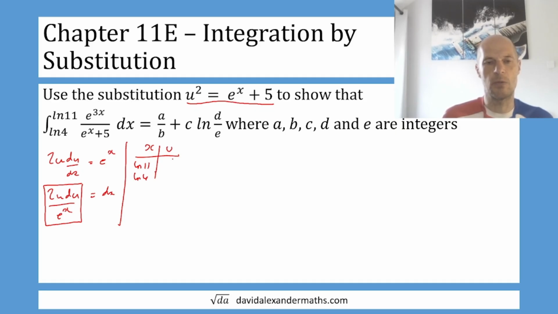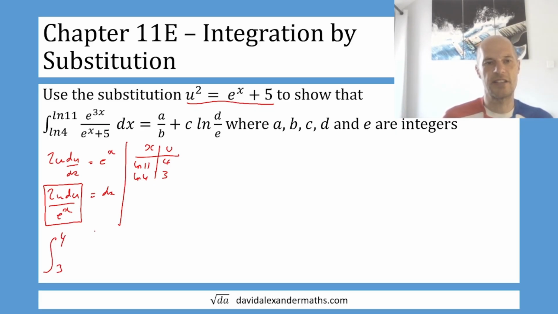So what is that in terms of u? Okay, so I'm substituting ln 11 into this equation up here. So e to the power of ln 11 is 11. 11 plus 5 is 16, so square root it, I get 4. E to the power of ln 4 is 4. 4 plus 5 is 9, square root that, I am getting 3. Okay, so let's just write this down here. So the limits are now 4 and 3.